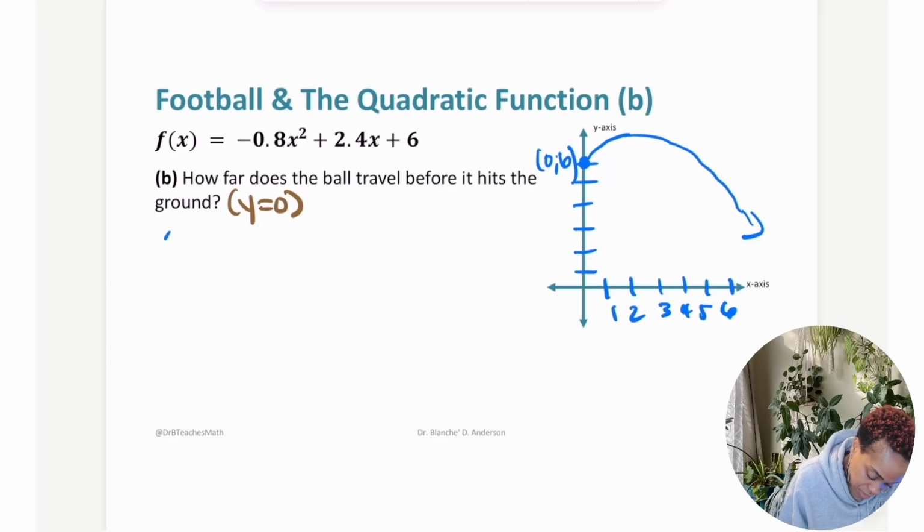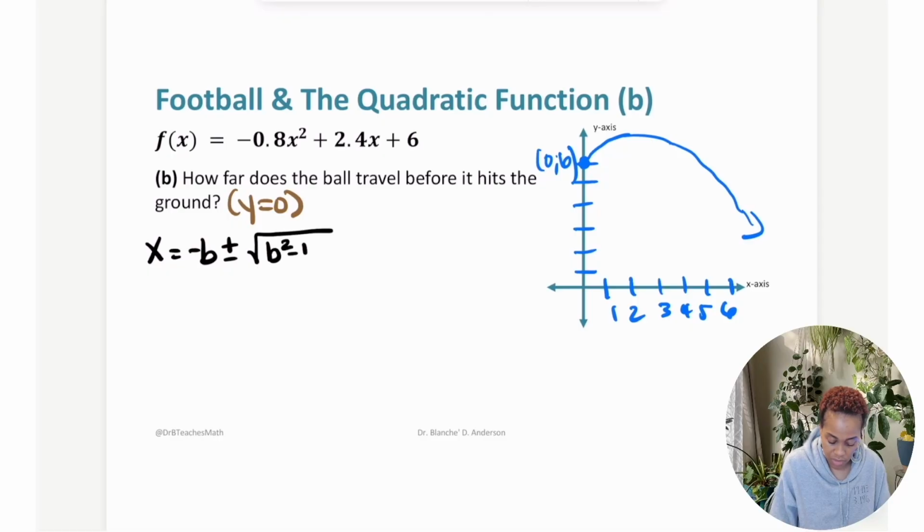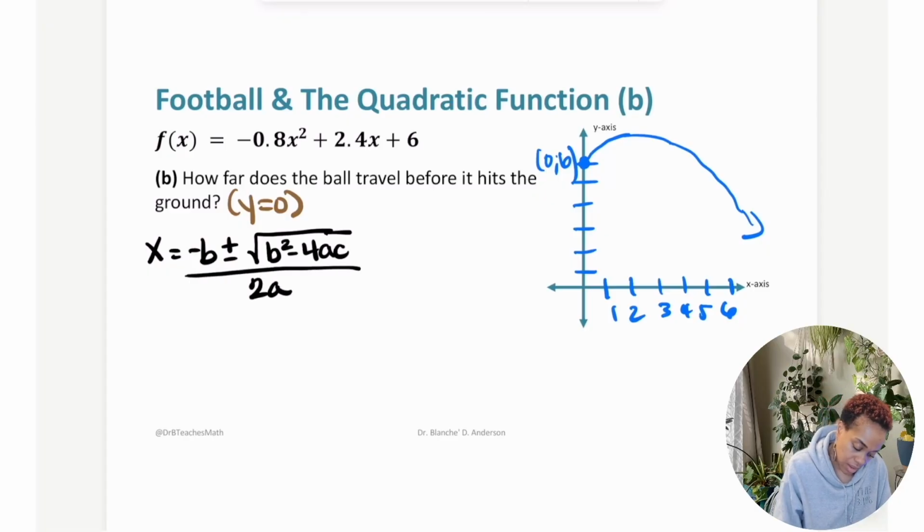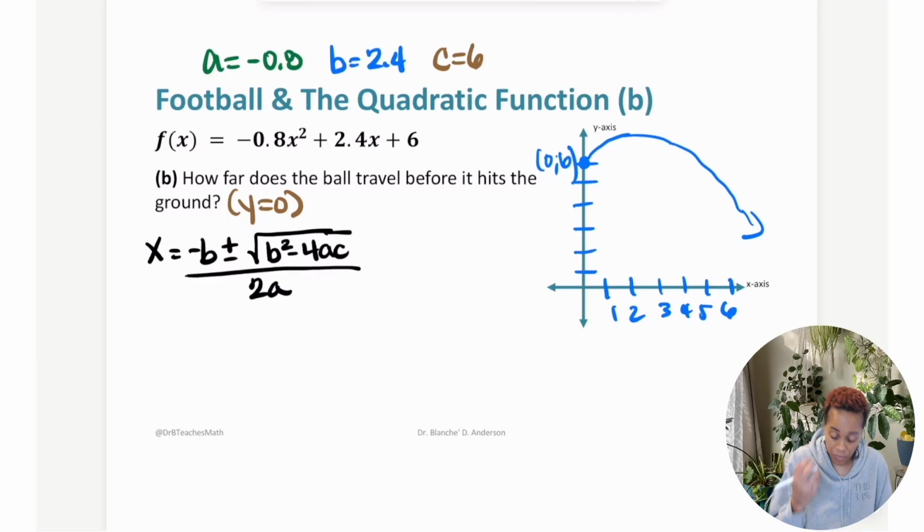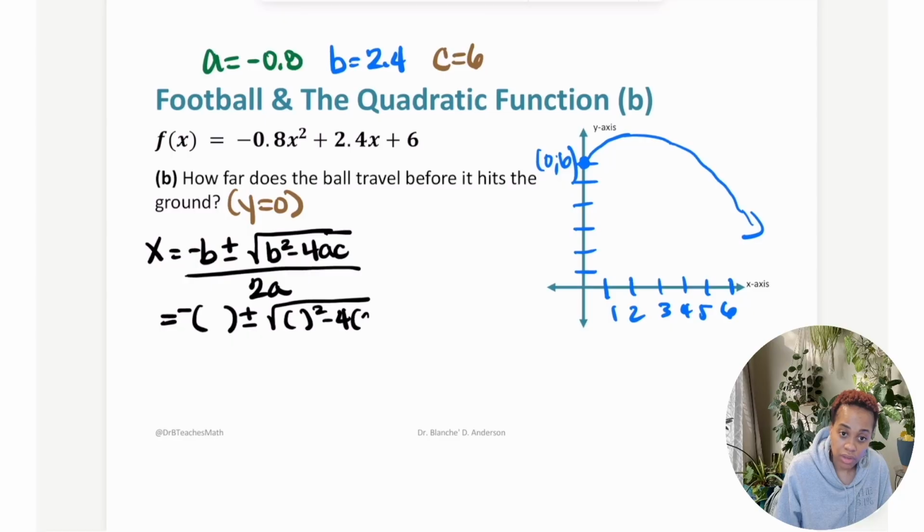So x equals negative b plus or minus the square root of b squared minus 4ac, all over 2 times a, right? And our a is negative 0.8, our b is 2.4, and our c is equal to 6. Okay, so let's plug and chug. So we're going to have a minus. Don't forget that minus. And then we're going to square it, for a and c, right? And then it's going to be all over. Okay, so far so good.